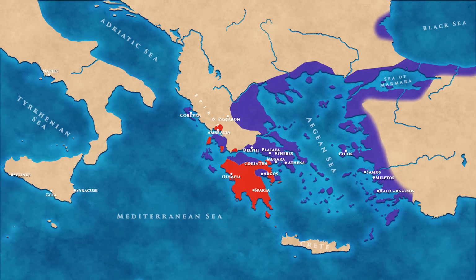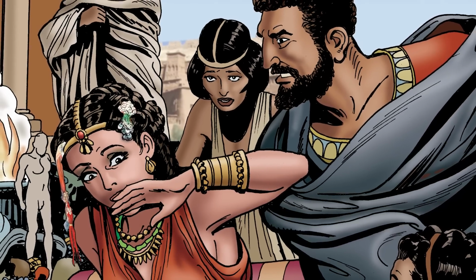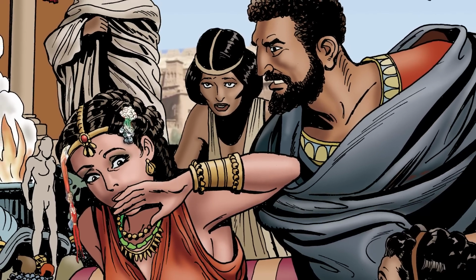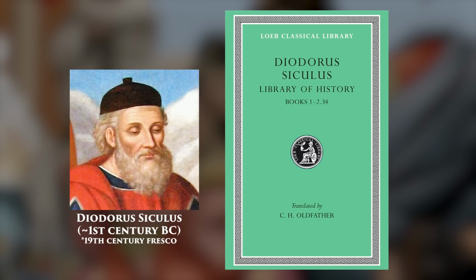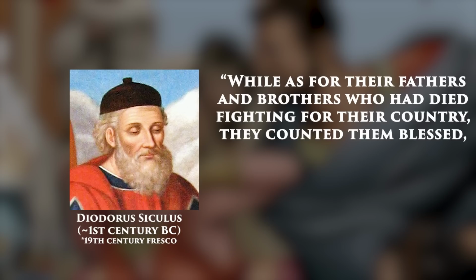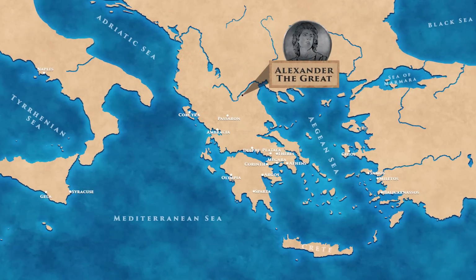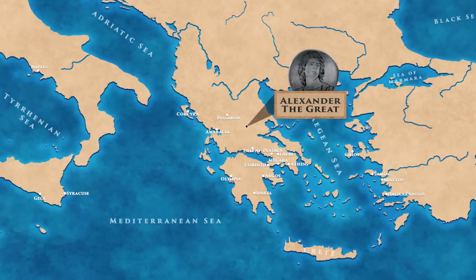After the siege of Selinus in 409 BC, the Carthaginians roamed the streets, plundering and murdering. The women were imprisoned, abused, and humiliated. The ancient historian Diodorus draws the tragic conclusion, quote, "While as for their fathers and brothers, who had died fighting for their country, they counted them blessed, since they had not witnessed any sight unworthy of their own valor." End quote. But even amid such tragedies, some women fought on bravely.